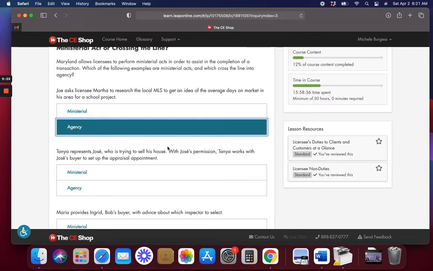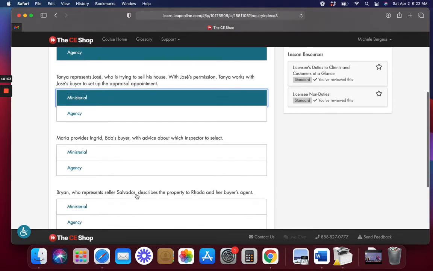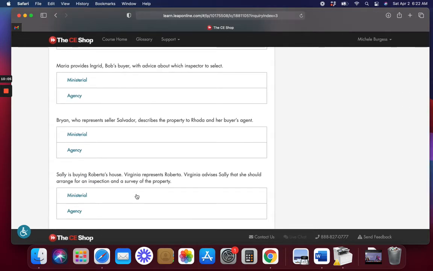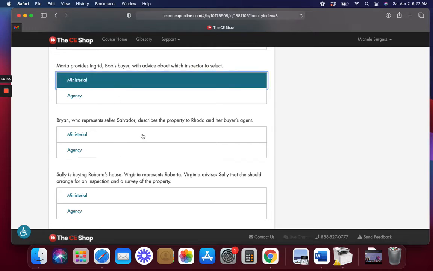Tanya represents Jose, who is trying to sell his house. With Jose's permission, Tanya works with Jose's buyer to set up an appraisal appointment. I think that's ministerial. Maria provides Ingrid, Bob's buyer, with advice about which inspector to use. As I said before, you don't give advice, okay? Just give them two or three different people and let them choose. Well, we're not going to go down that rabbit trail again.